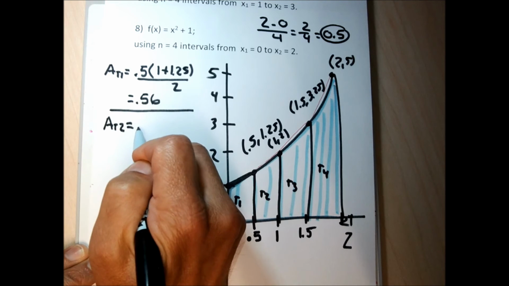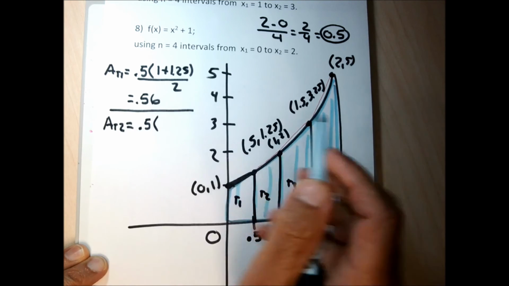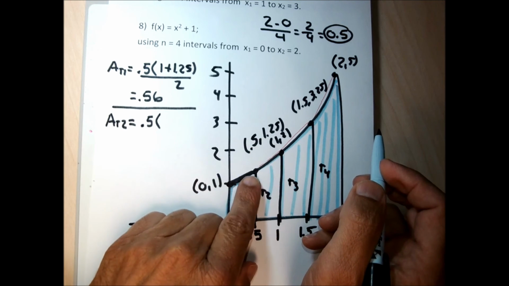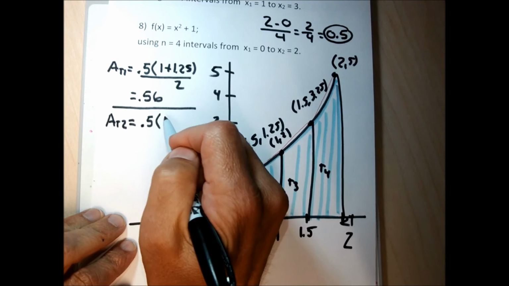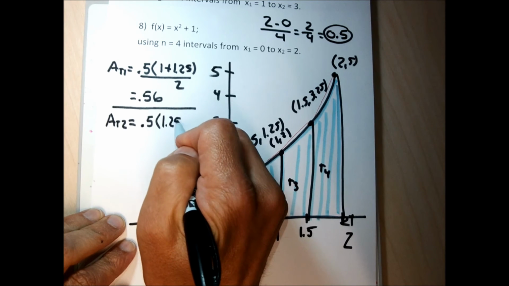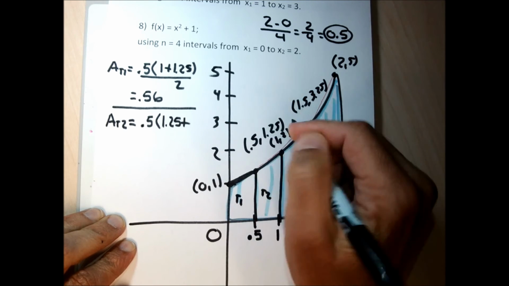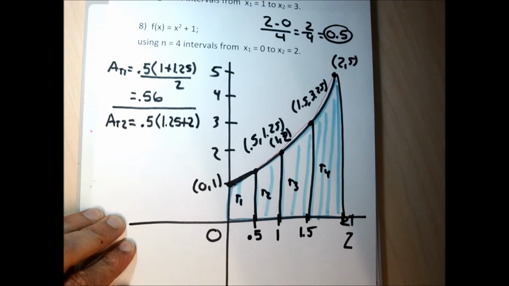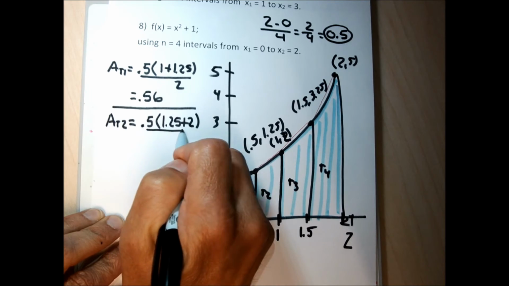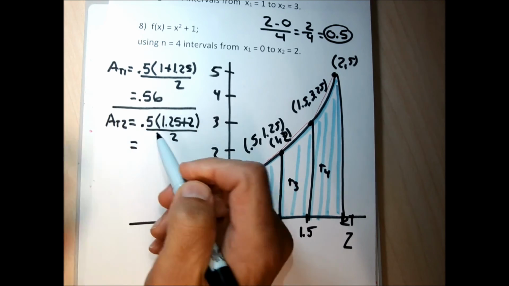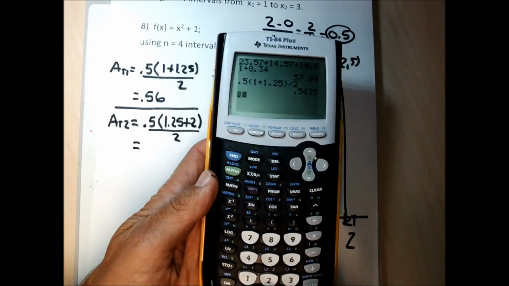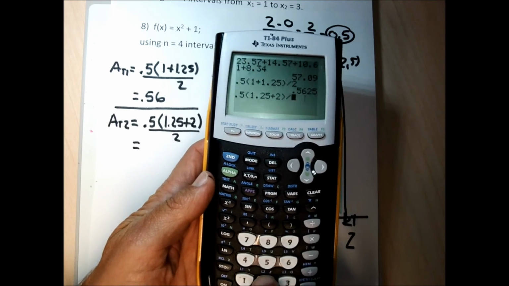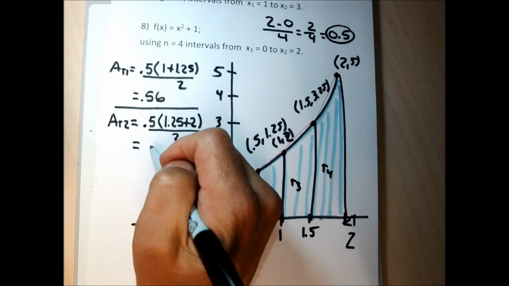For trapezoid 2, its height is also 0.5, and then the y-coordinate of the starting point is the base 1, which is 1.25. The y-coordinate of that point, which is hardly readable, but it's 2, is base 2, and then over 2. And so I'm going to do 0.5 times 1.25 plus 2 divided by 2, and I get 0.81.